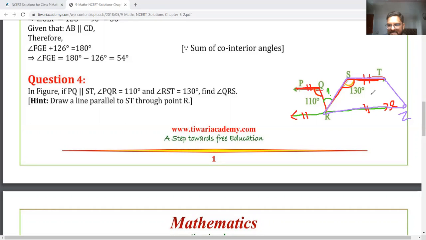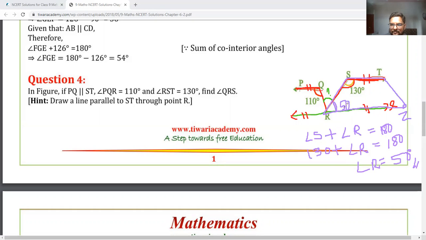So this looks like a trapezium, and we know that the adjacent angles of a trapezium make 180. So angle S plus angle R together gives you 180. In angle S we have given 130 degree. With the help of this we can find out the angle R, that would be 50 degree. So one part is over. We were able to find out the angle R, 50 degree.